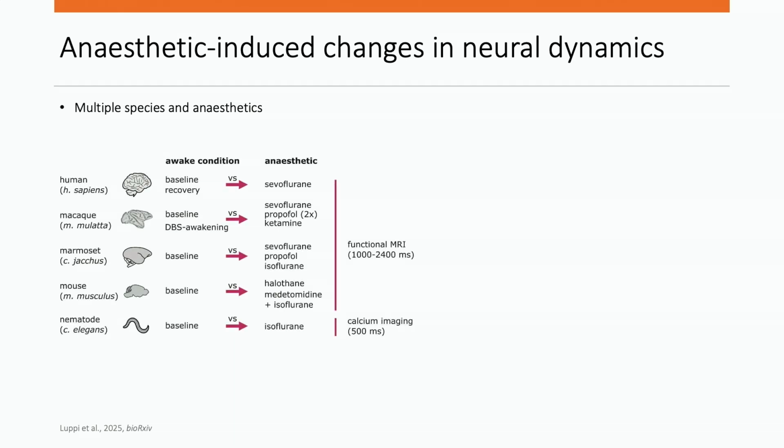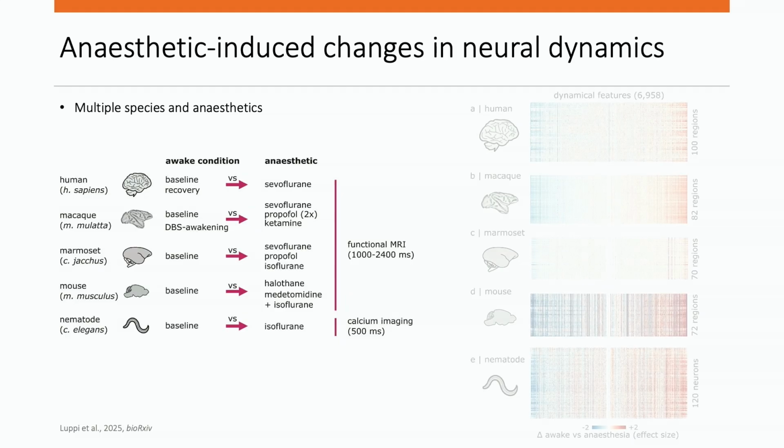And the question becomes, across different anesthetics, across different species, does anesthesia change the way the local neural units behave over time? And look at this, we're using functional MRI for all of the mammalian species, but we're using calcium imaging at a similar temporal resolution for the C. elegans. So that's single neuron resolution. We're not looking just at hemodynamics. We're not looking just at patches of cortex. We're looking at local neural units, whatever they might be in that species.